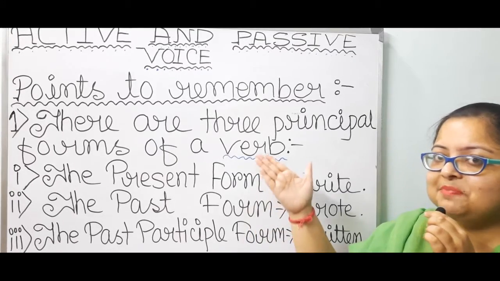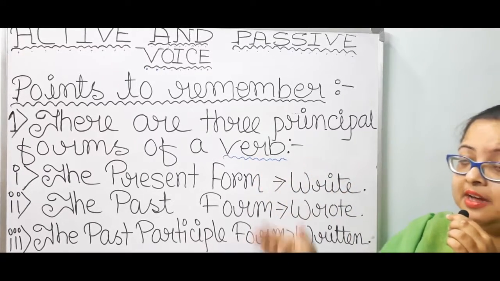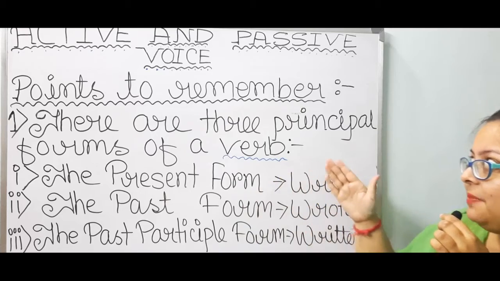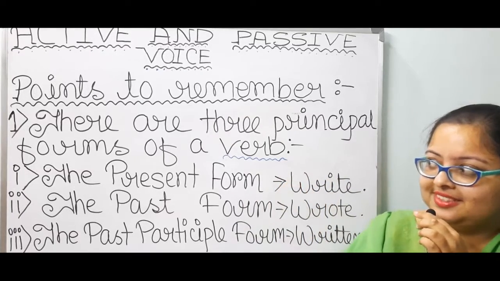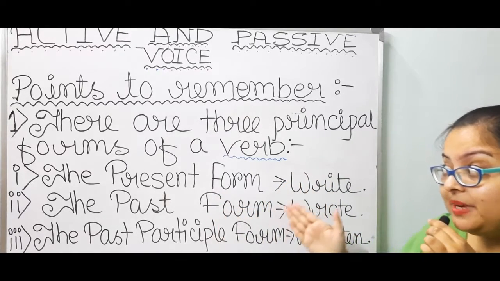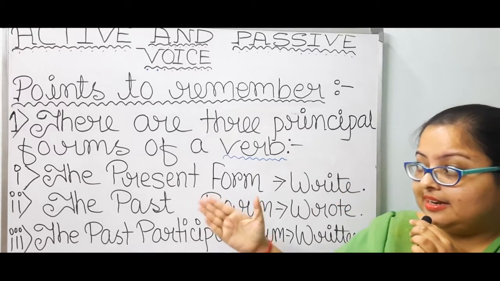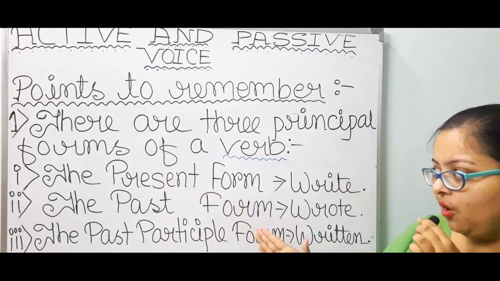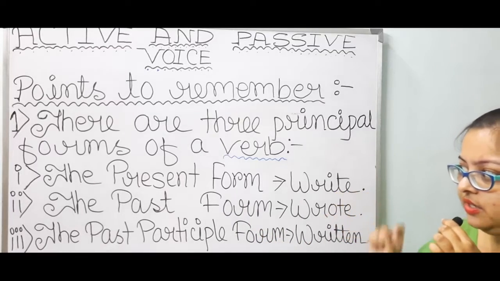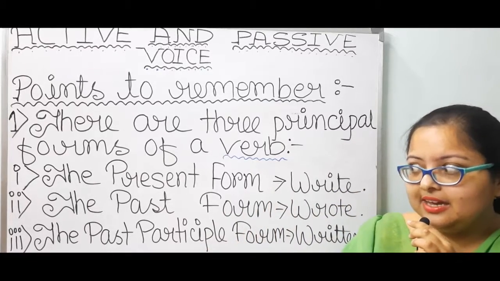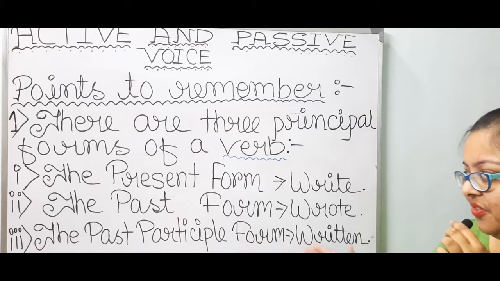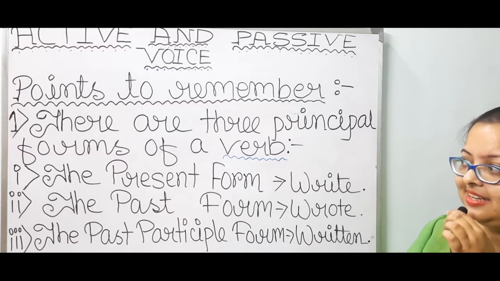Next, there are some points to remember. Number 1, there are 3 principal forms of a verb. Number 1, the present form, suppose write. Number 2, the past form, wrote. And number 3, the past participle form, written.